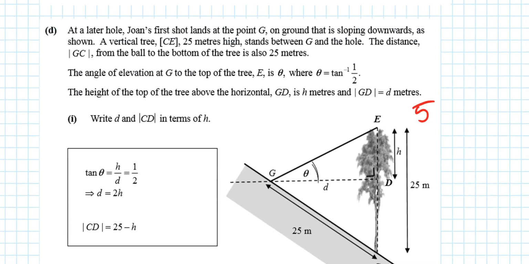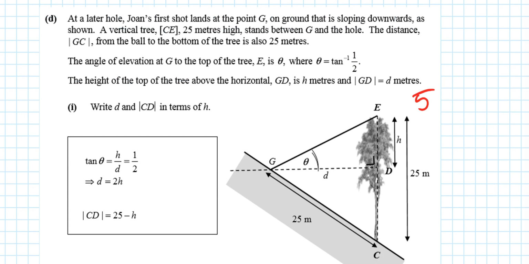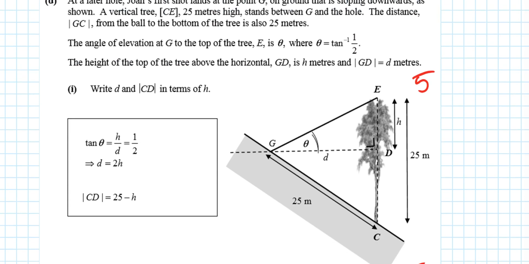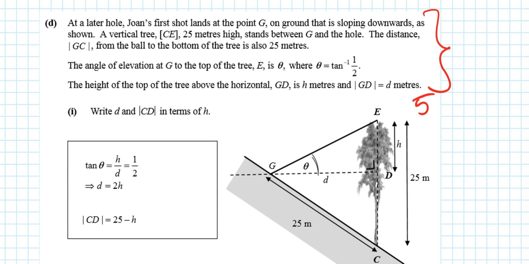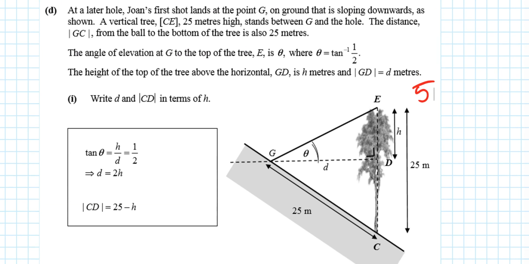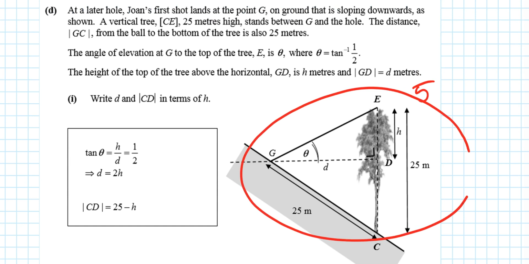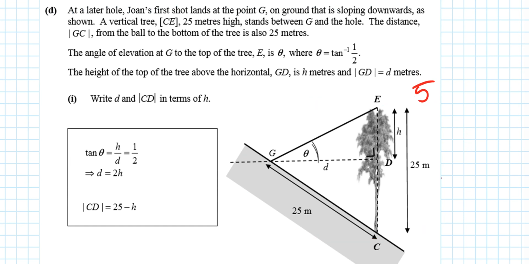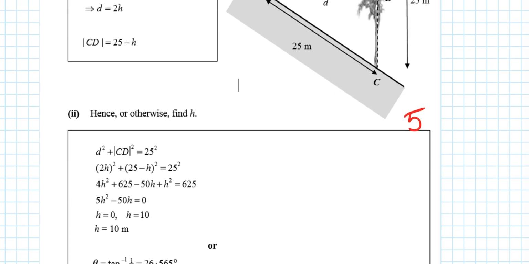5 marks for the last two questions then. Probably not very well answered, even though they're not actually that difficult. I think probably the problem with it is there's a lot of talking there, and a lot of useless information. When you just consider the diagram, you're probably fine. And then the last question, 5 marks going for that using Pythagoras.